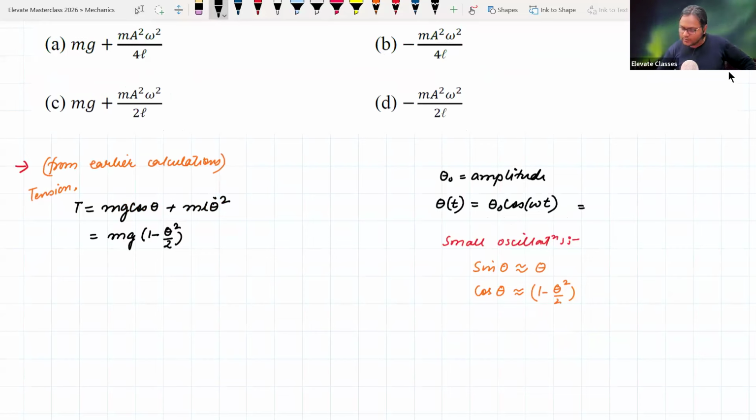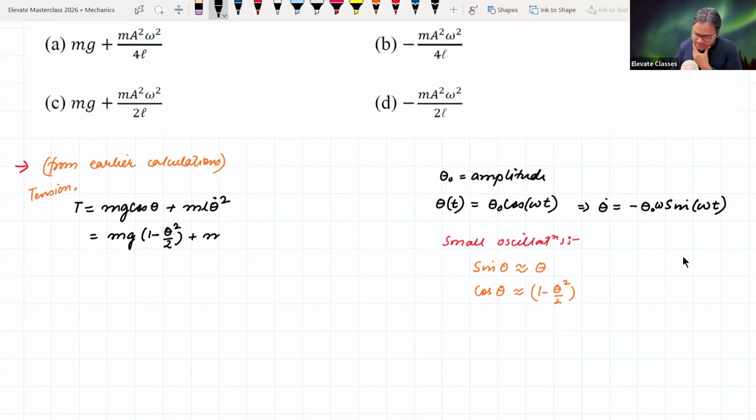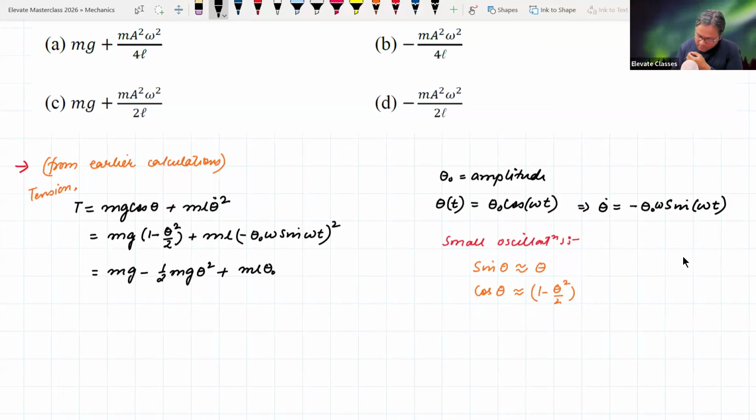And what is theta dot? Theta dot is equal to minus theta naught omega sin omega t. So omega comes in here. This is the last question, guys, just hold on, I'll finish this within 5 minutes. So this becomes plus ml times minus theta naught omega sin omega t, squared. So this becomes mg minus half mg theta square plus ml theta naught square omega square sin square omega t.